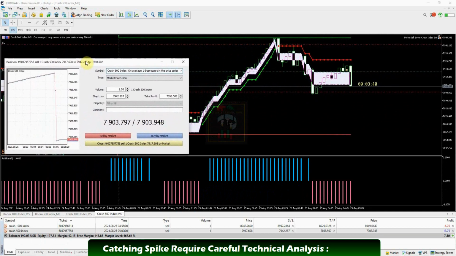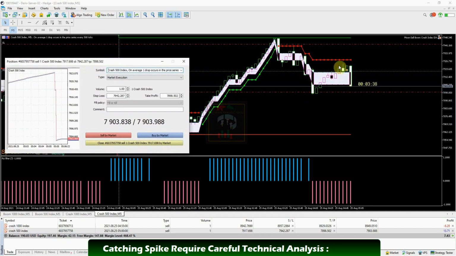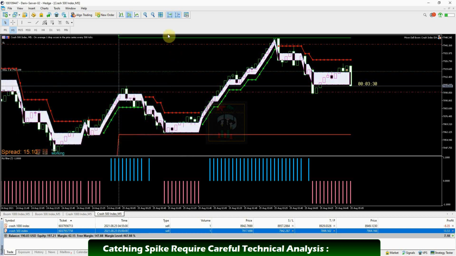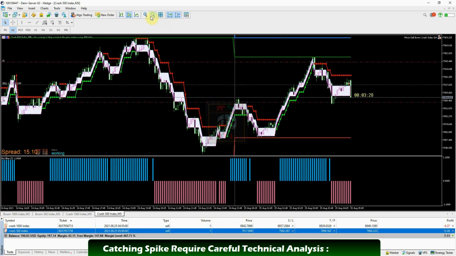Predicting where spikes will happen requires careful technical analysis. Spikes happen very fast. Many spikes happen when the market is volatile and trending. For example, in crash index markets, look for strong downtrends. Reversal trading in spikes is very risky.